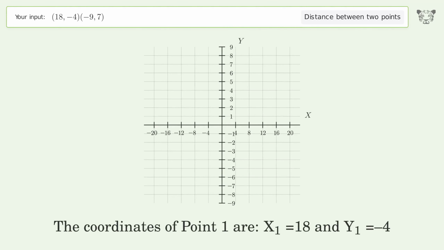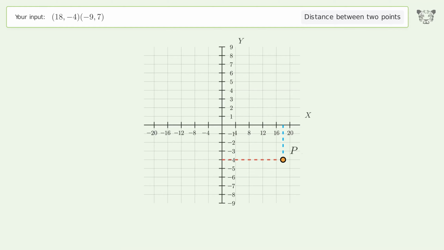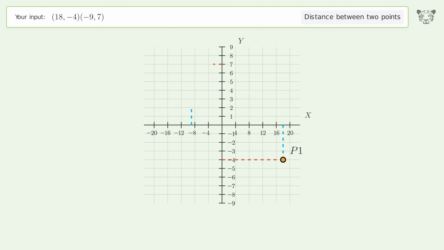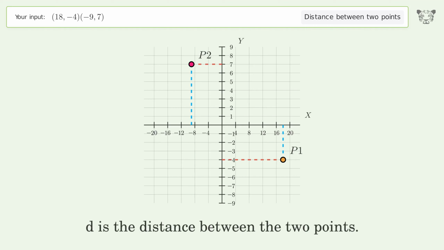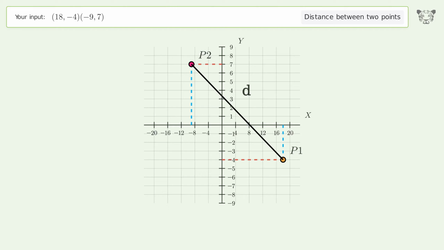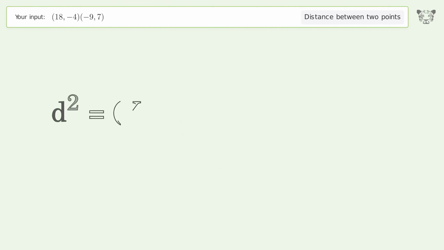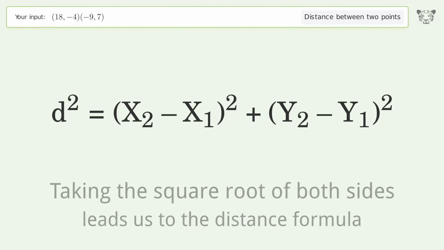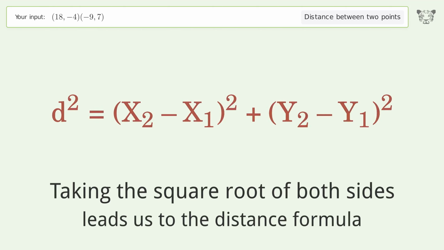The coordinates of point 1 are, x1 equals 18 and y1 equals -4. The coordinates of point 2 are, x2 equals -9 and y2 equals 7. D is the distance between the 2 points. The Pythagorean theorem tells us that taking the square root of both sides leads us to the distance formula.